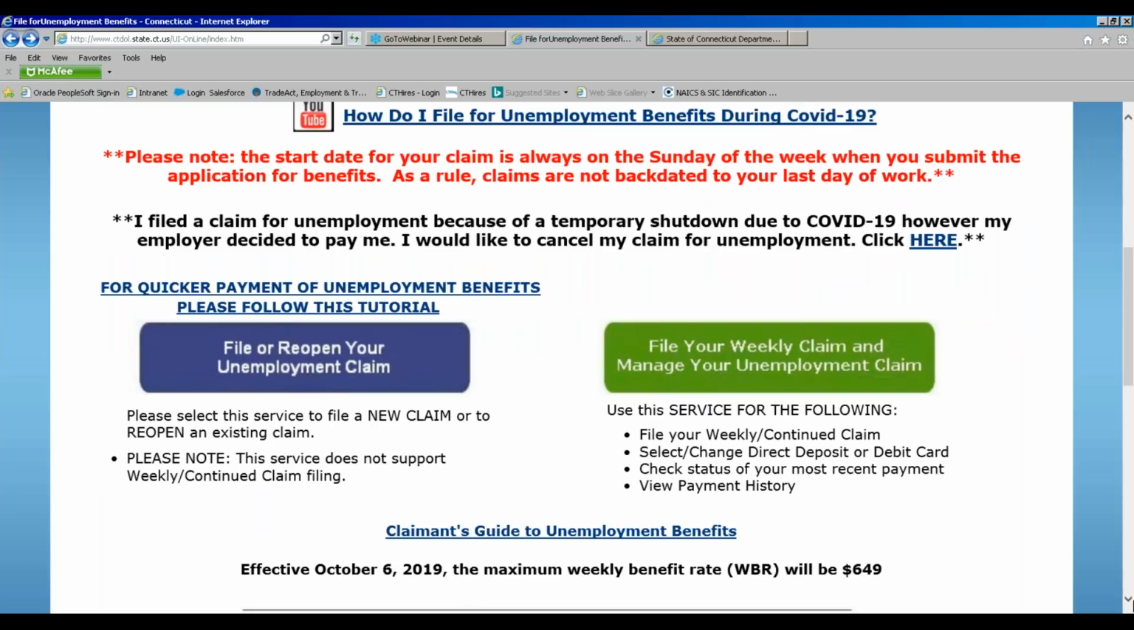Another helpful hint and tip that we could give you today is that it's important to know that the quickest way to get paid once your claim has been processed is to select direct deposit. We recommend you select direct deposit for your payment option. If you don't make a selection, it will automatically go to a debit card, but the debit card is taking a while to process. So our recommendation is that you use direct deposit.